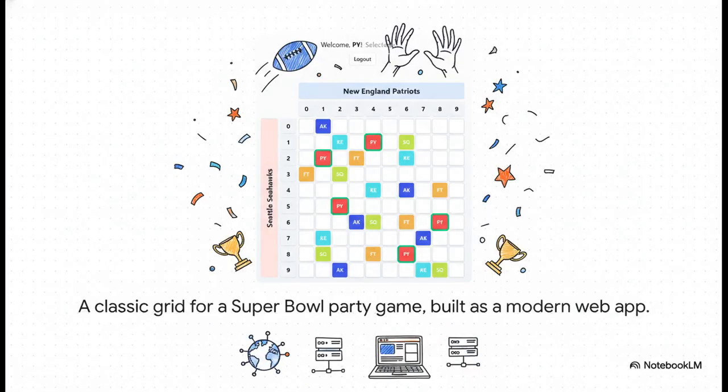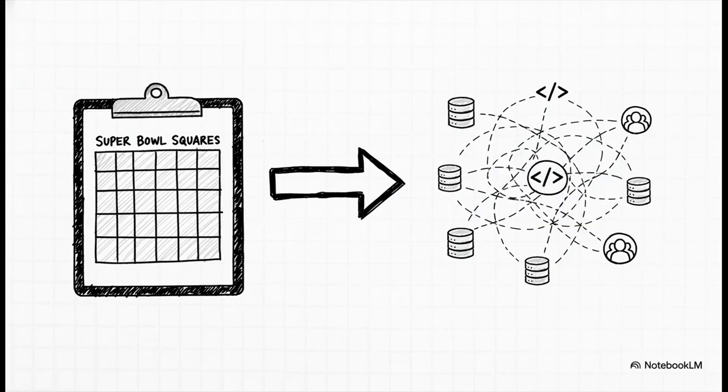You've probably seen this at a Super Bowl party, right? The classic squares pool. Everybody throws in a few bucks, you scribble your initials on some squares, and then you just hope the score lands on your numbers. It's a total game day ritual. Exactly. On paper, it's dead simple.